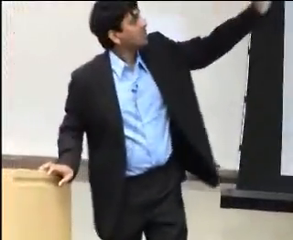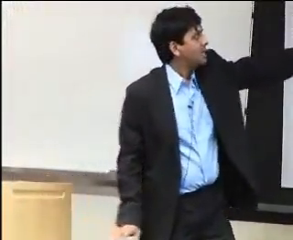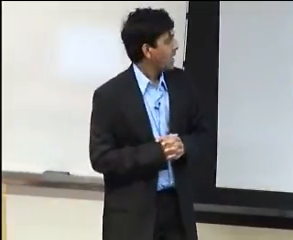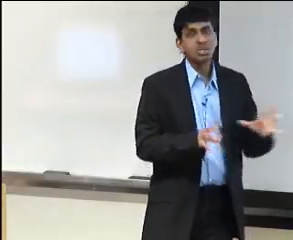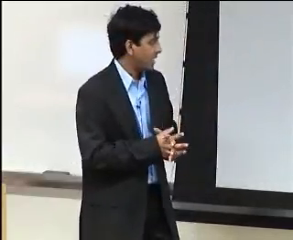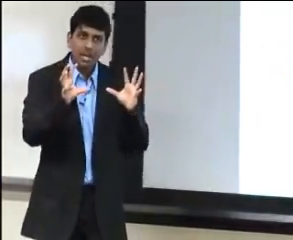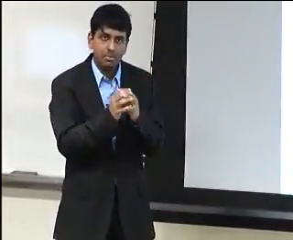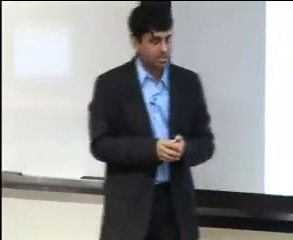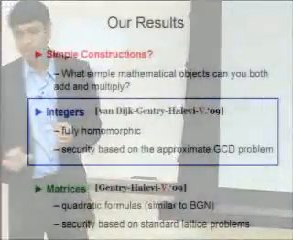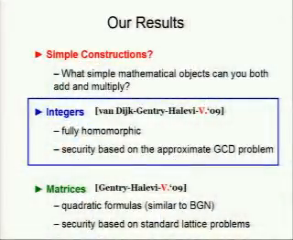So we show two constructions, one based on integers, and the security of the scheme is based on the approximate GCD problem. The second construction uses addition and multiplication of matrices, and this scheme is not fully homomorphic. It can only evaluate a limited set of functions, namely quadratic formulas. And the security of this is based on standard, well-studied lattice problems. So what I'm going to talk about is the integer-based construction.